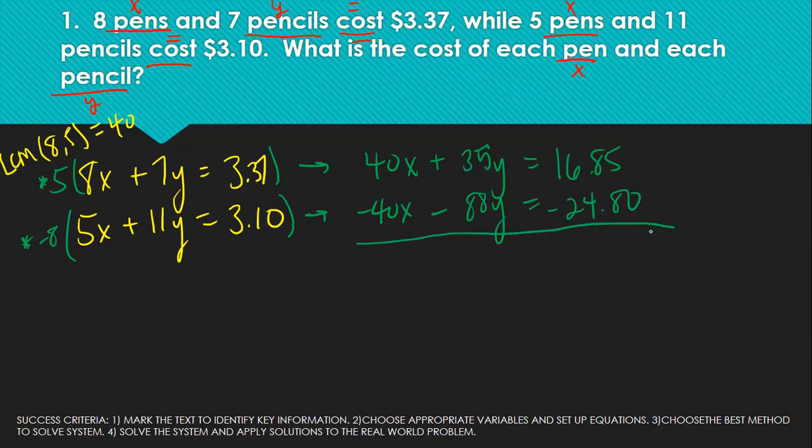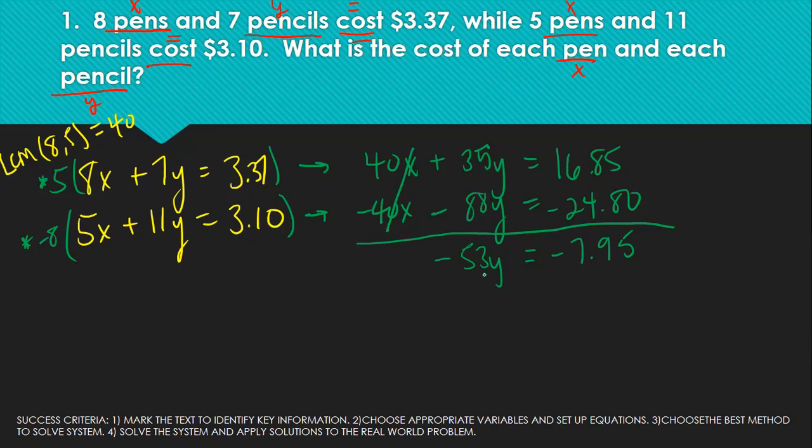If I did it right, then one of my variables should eliminate. Did I do it right? Yes. So my x's are eliminated. And I'm left with 35 minus 88, which is negative 53y. And I'm left with 1685 minus 2480. And that gives me negative 795. How do I solve for y?